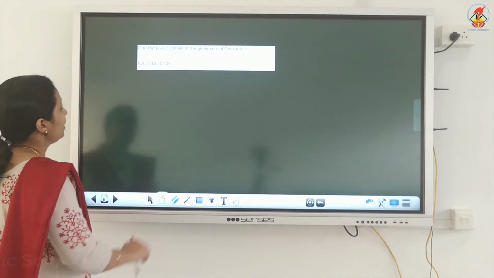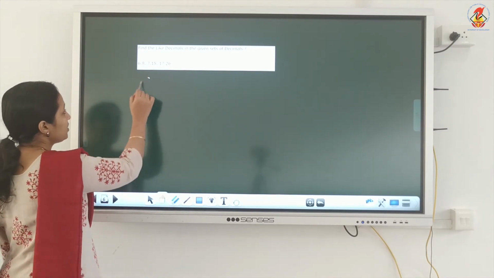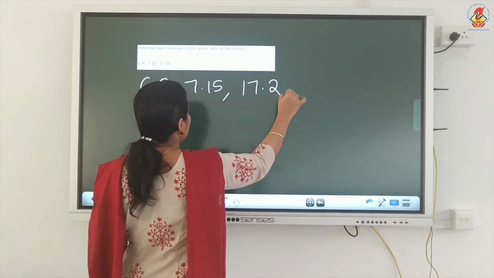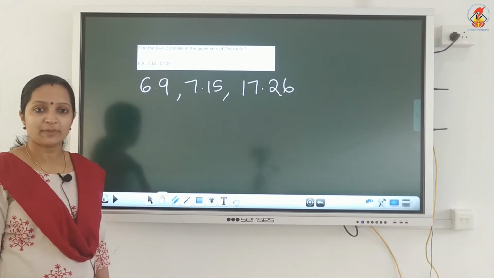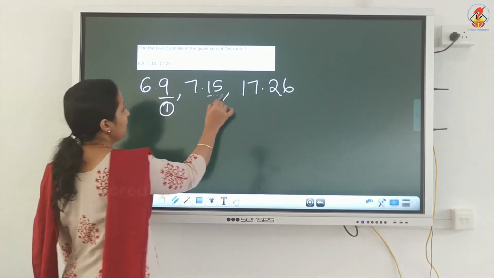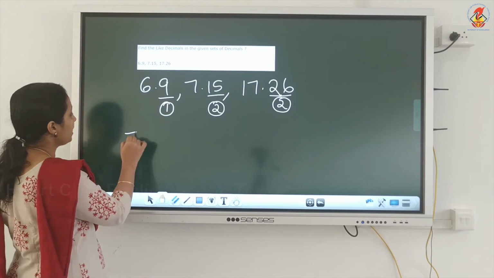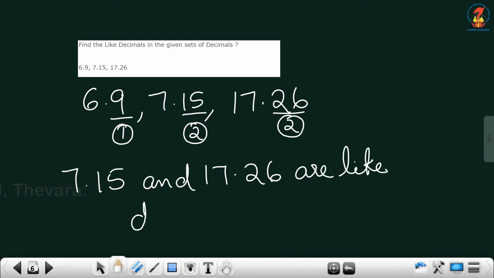Now, find the like decimals in the given set of decimals. 3 numbers are given there. Which are the 3 numbers? 6.9, 7.15, 17.26. Which are the like decimals here? Just look at the decimal part and count. Here 1 digit, here 2 digits, here also 2 digits. So we can say that 7.15 and 17.26 are like decimals. What is the reason for that? Because the number of digits in the decimal part is same.